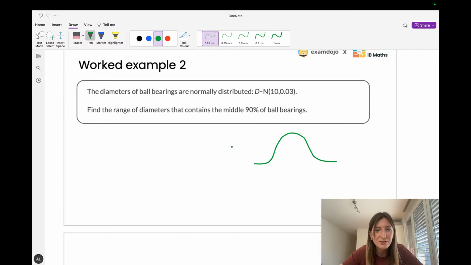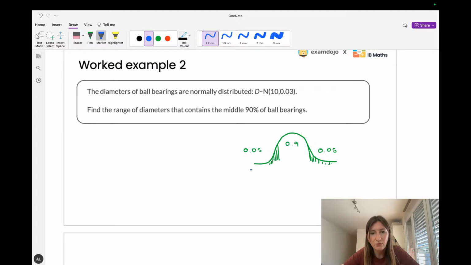So we want to find the range of diameters. On the x-axis, we have the diameters. We want to find the middle 90%. So let's draw in our 90%. Really, the accuracy here does not matter. Everyone thinks they always need to have a perfect drawing, but you don't. So that's 0.9. Now, on this side and on this side, what is left? Well, we have 10% left. So on this side, it's going to be 0.05, 0.05, and in the middle, we have 0.9.